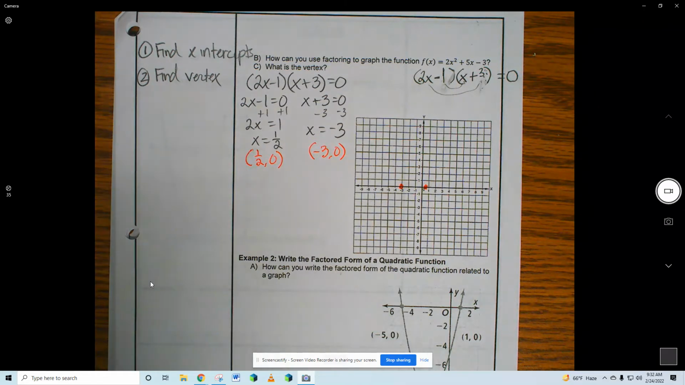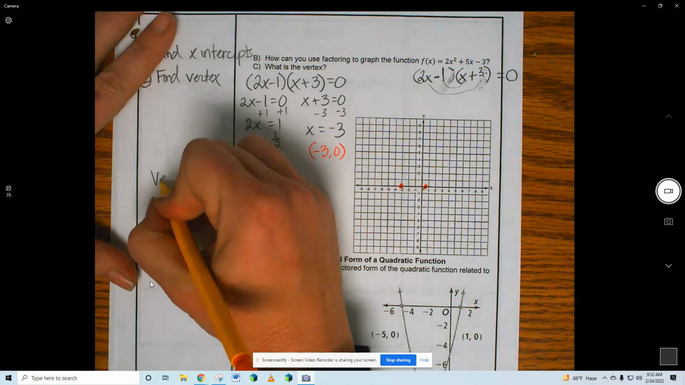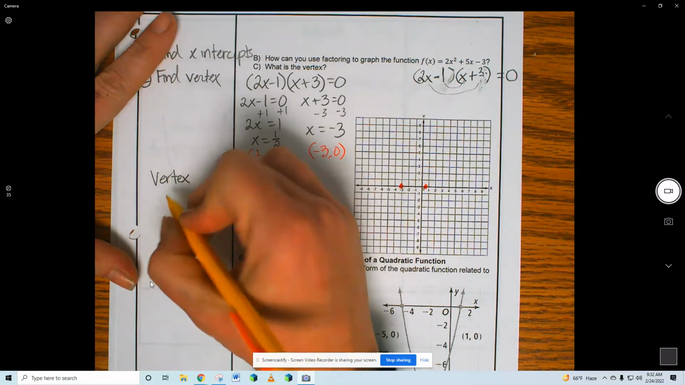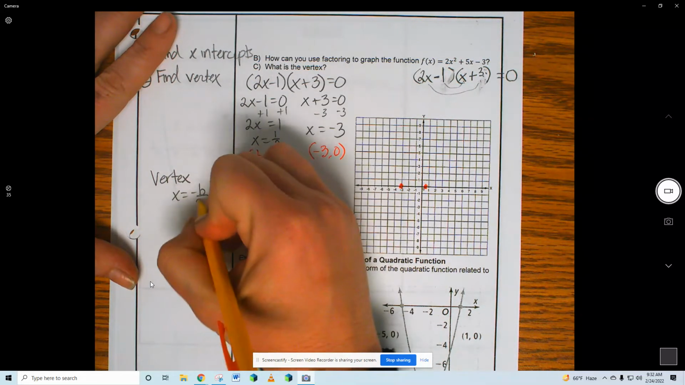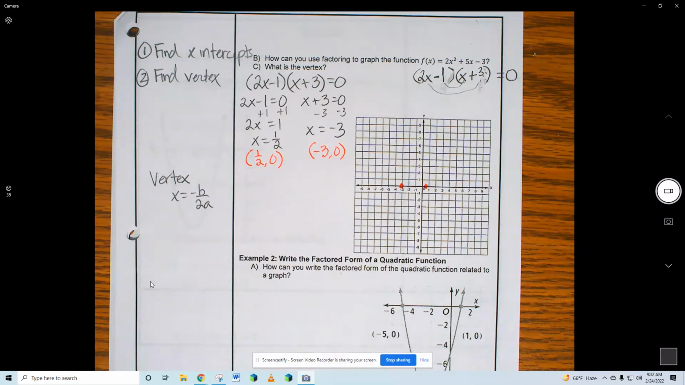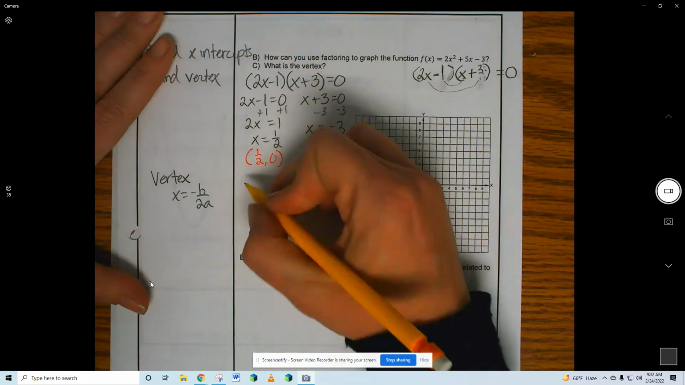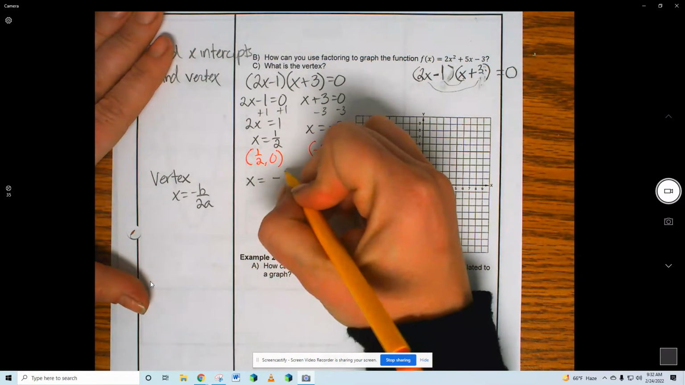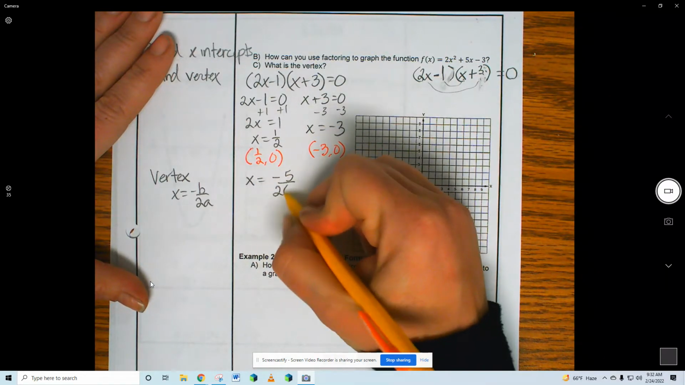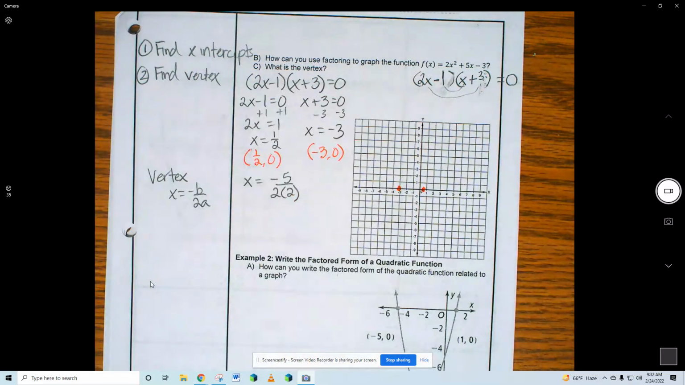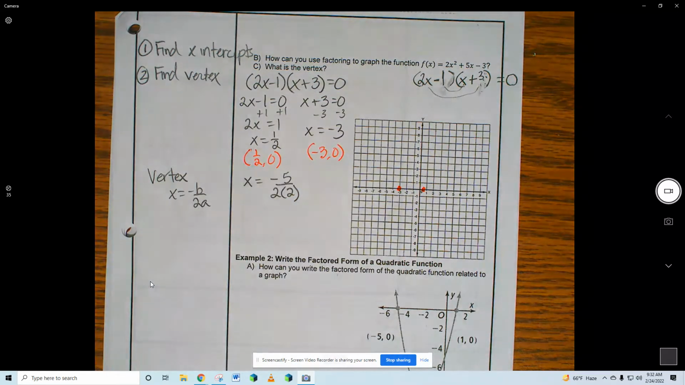I need to find the vertex. x equals negative b over 2a. Negative 5 over 2 times 2. So we got a fraction, no problem. Negative b, b is 5, a is 2.